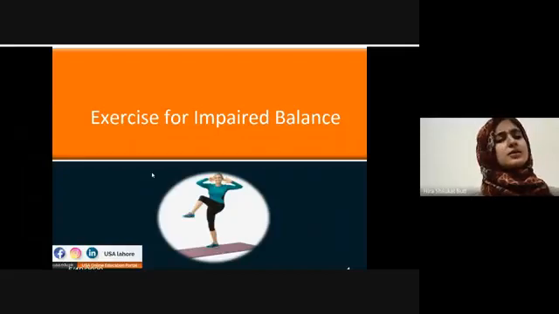Exercises for Impaired Balance. What is balance? What is postural control? What is posture? And what are the types of balance? These things are not new for you because they have already been discussed with you in ergonomics and in the biomechanics section. So in this lecture, we will focus basically on the management of impaired balance.